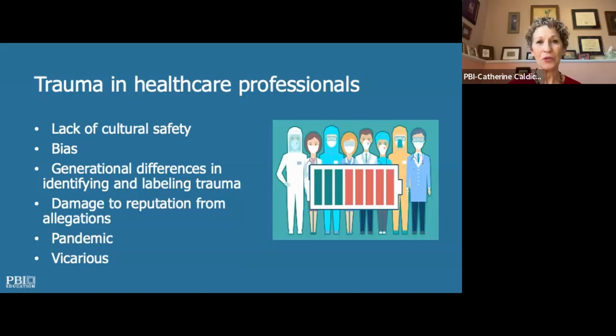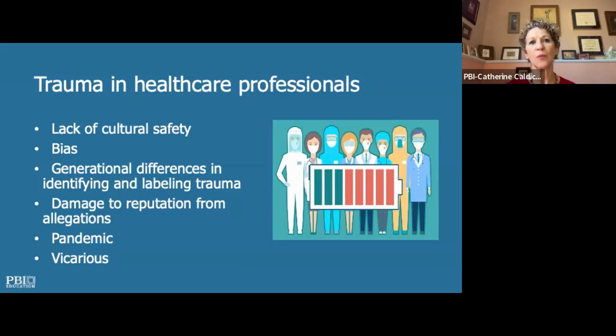We cannot at all talk about trauma without talking about the pandemic we've all gone through, which was so traumatizing in so many different ways, and people are still grappling with that. And then there's also vicarious trauma. They witness terrible things, they hear distressing stories, and that can be very traumatizing to them as well.